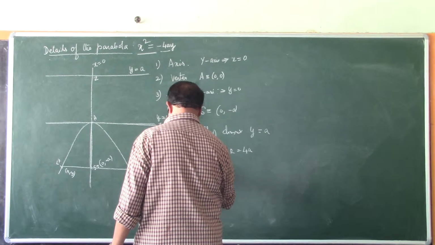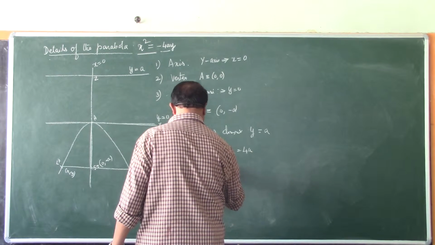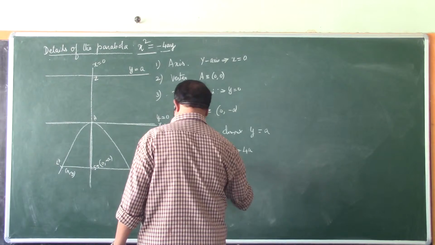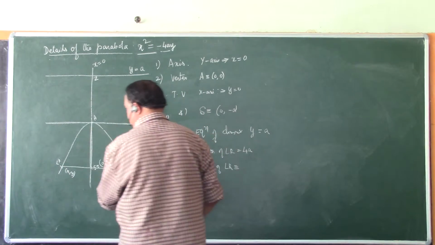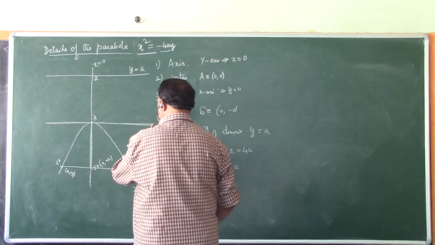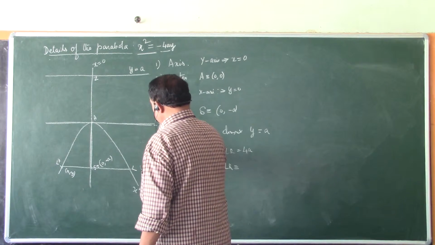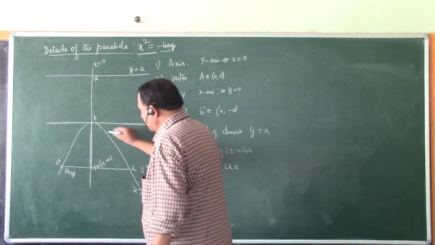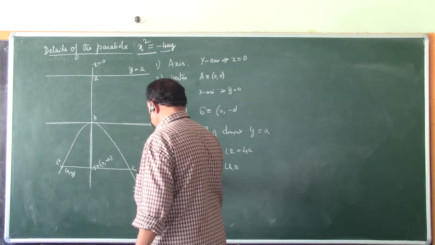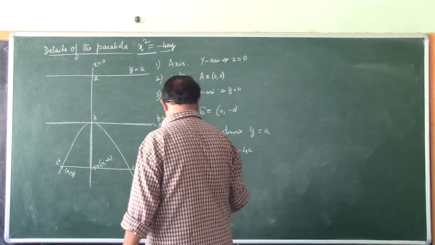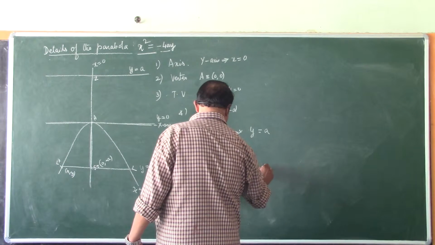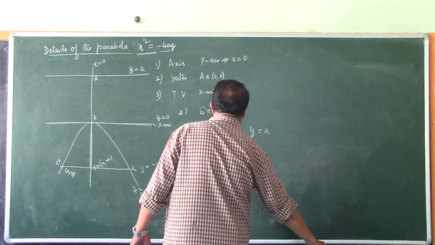Equation of LR. Now you see that latus rectum is parallel to x-axis, so it should have the equation in the form y is equal to minus k, because it is below the origin. Equation of LR, y is equal to minus k.